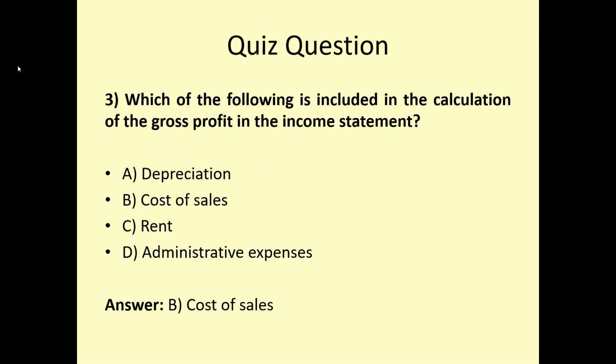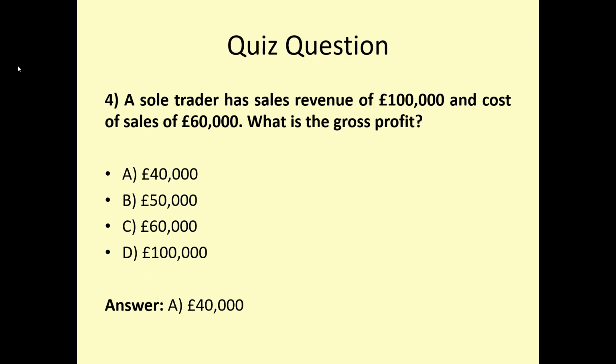Question 3, which of the following is included in the calculation of gross profit in the income statement? And the answer is B, cost of sales. Question 4, a sole trader has sales revenue of £100,000 and cost of sales of £60,000. What is the gross profit? And the answer is A, £40,000.